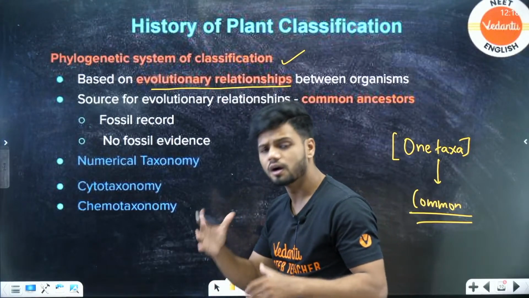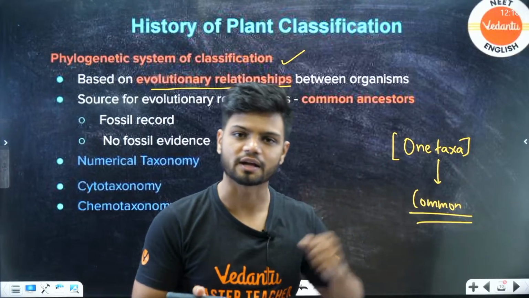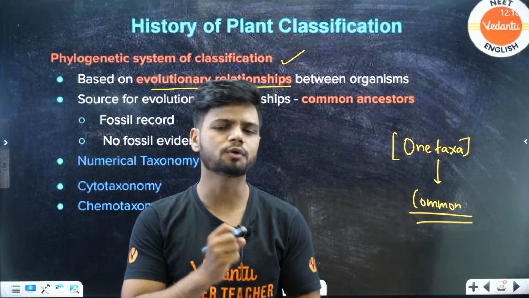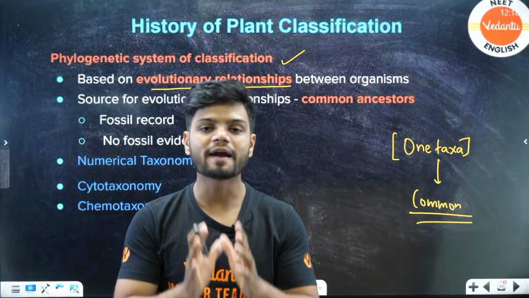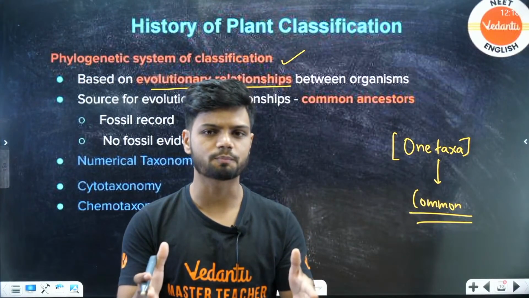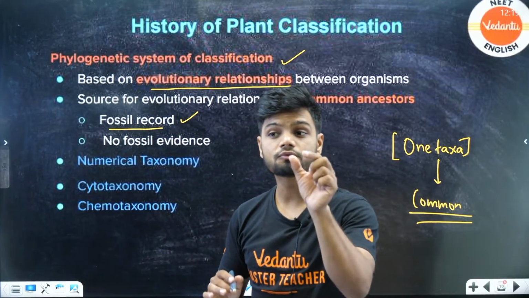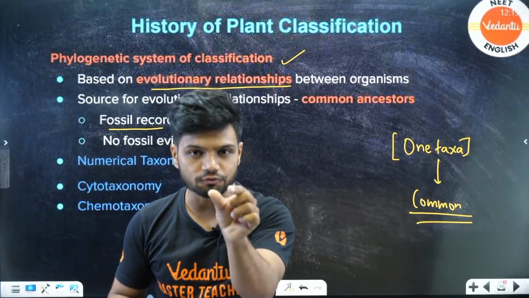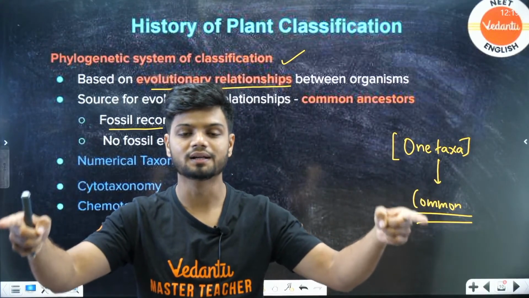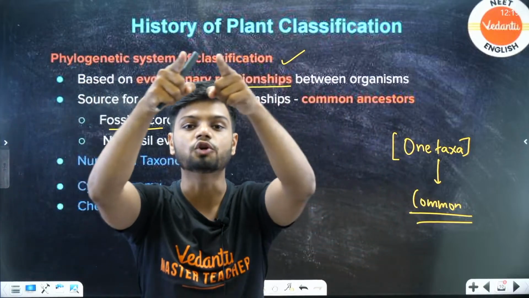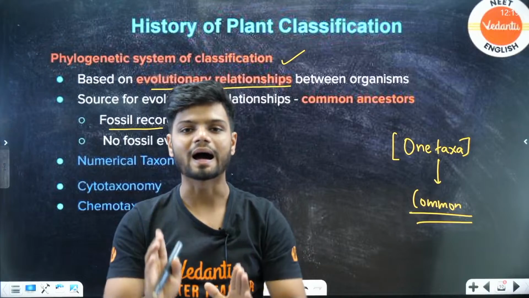Now, how do we look into the past? Can we take a time machine and go to the past and check? No. How can we do it then? The simplest and best way to find the phylogenetic relationship is fossil records. You look at the fossil records and you tell me, yes, this plant and this plant are related and they have a very common ancestor.